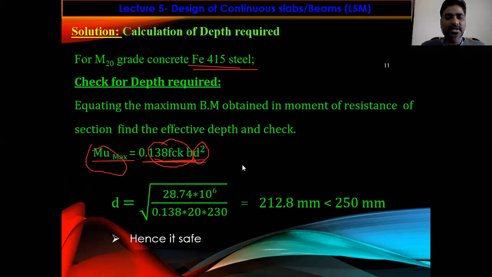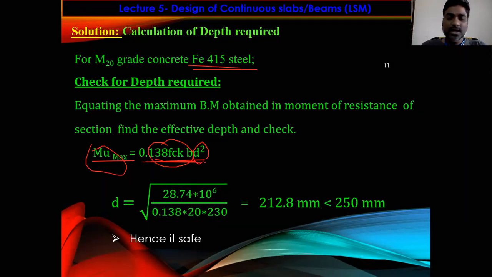So if I equate this, from this equation, d is unknown. Don't substitute whatever depth of the member we assumed in the first steps. We need to check what is the depth required to resist this much bending moment. Then we will check whether the dimensions we were provided are sufficient to resist this much bending moment or not.